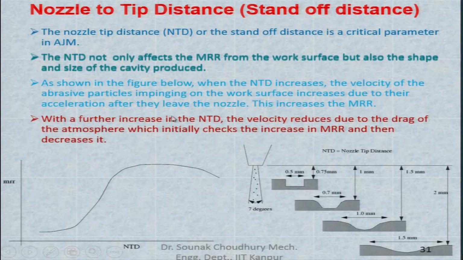With a further increase in the nozzle tip distance, the velocity reduces due to the drag of the atmosphere, which initially checks the increase in MRR and then it decreases. Okay. So, this is the curve which can be drawn: when the nozzle tip distance is increasing, initially the material removal rate increases, but after that it stabilizes and falls. Here we can see different nozzle tip distances given, and the perfect one is made at 0.75 millimeter, and if it is increased like that, it will have distortion.